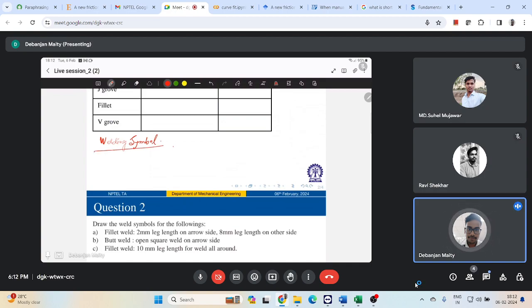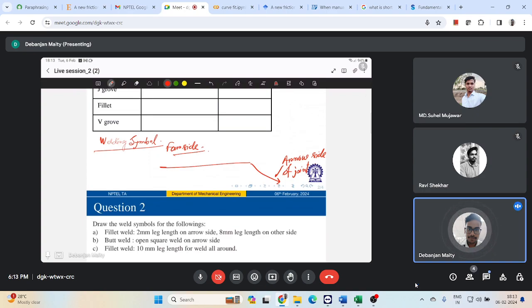how will it in general look like? Let's say you have a reference line like this, and you will have an arrow. There will be two sides of that welding symbol. One is called the arrow side of the joint. This is my arrow side of joint, and the other side is called the far side. One side is called arrow side, another side is called far side, right?